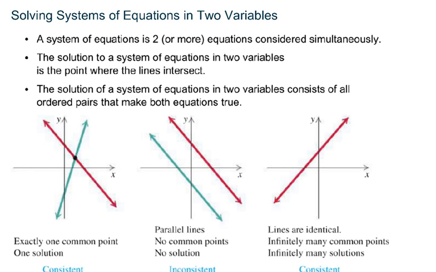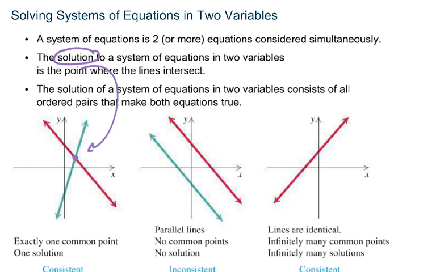In this video, we're going to begin talking about solving systems of equations when we're dealing with two variables. So a system of equations is two, in this case, or more in the future, so two equations considered simultaneously. And the solution, that important solution we're going to be looking for in this system of equations in two variables, is the point where two lines intersect.